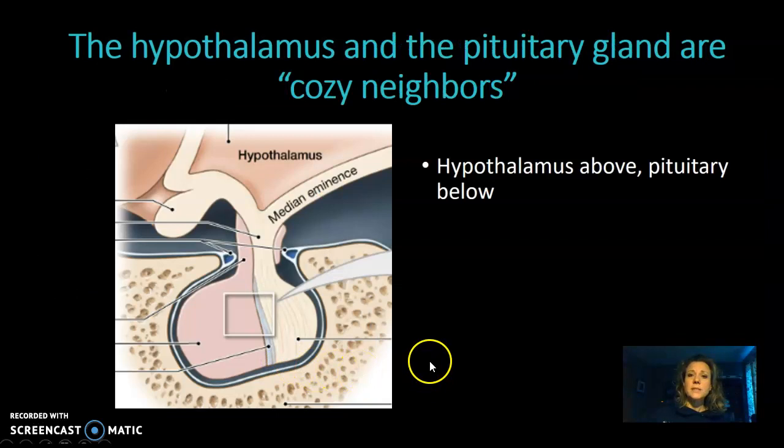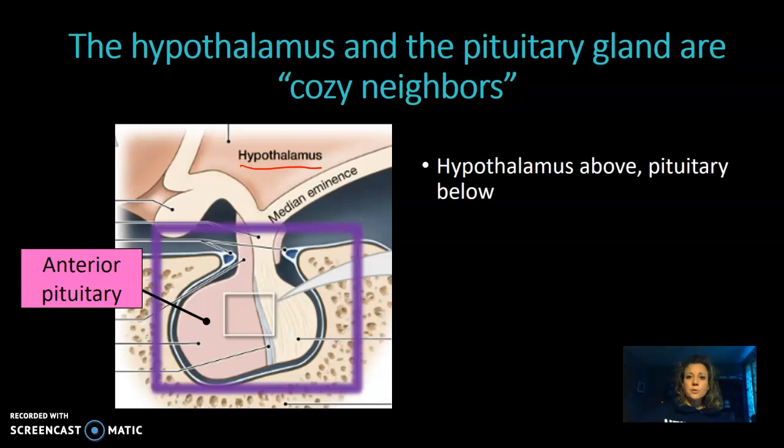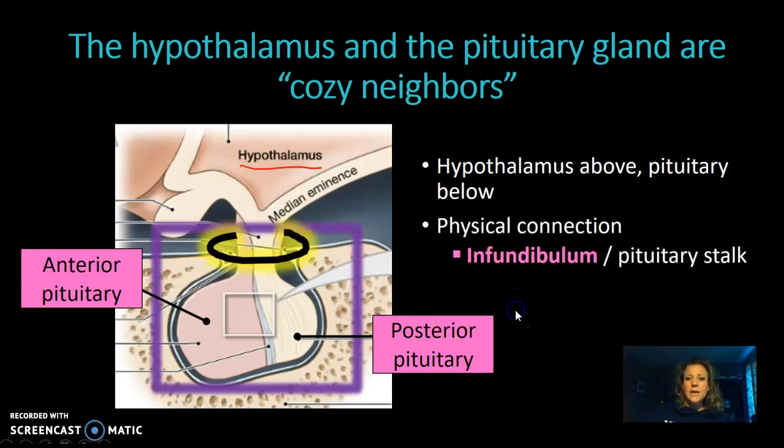So the hypothalamus and the pituitary gland are very close in proximity. And so here on our slide, you can see that I've got the hypothalamus here at the top, and the purple square is showing us the pituitary gland itself. Now over to the left of your screen, you have the anterior pituitary, and to the right of your screen is the posterior pituitary. And then it's connected physically to the hypothalamus by a strip of tissue that's called the infundibulum, or the pituitary stalk.